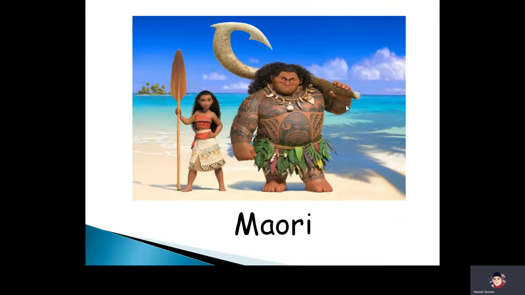Now, the third one is Maori, which are people. People are called Maori, like we are Jordanians, they are Maori people. They are the first people who settled in New Zealand. And you can see how they look different, how they are dressed differently.